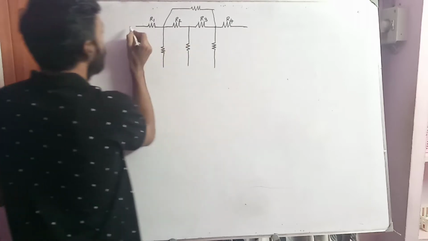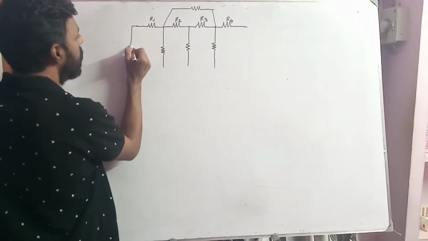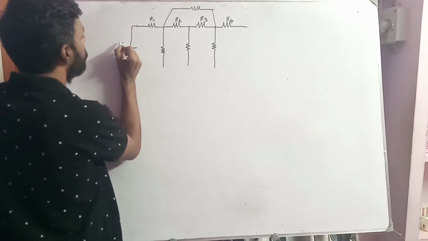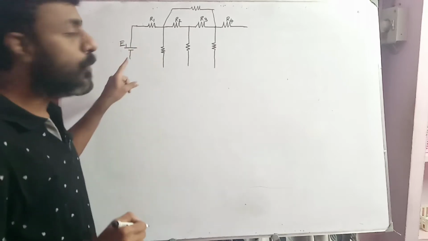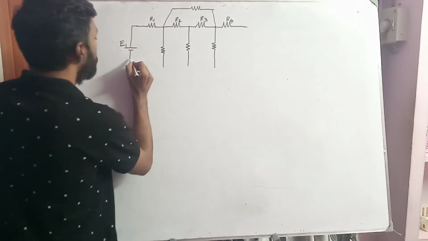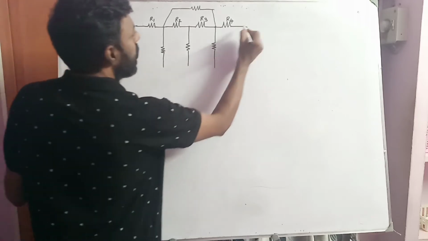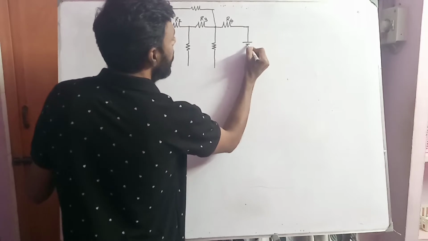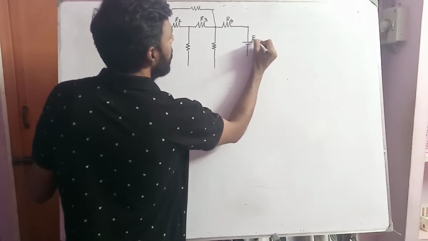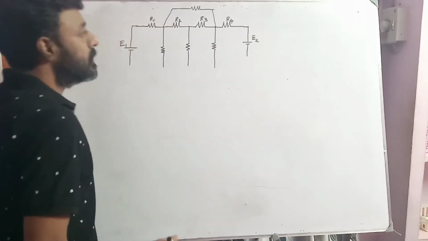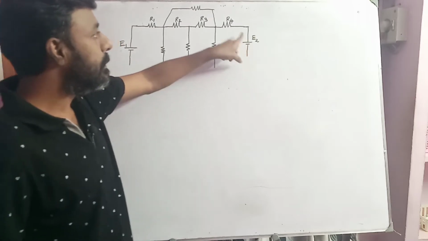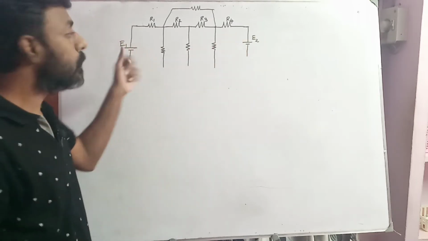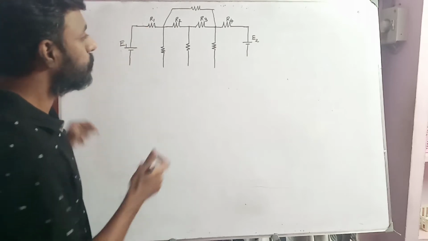A battery of EMF E1 is connected in this fashion. Okay. Similarly, another battery of EMF E2 is connected in this fashion, such that the positive terminal of the battery will be connected to the resistance R4. Here the positive terminal of this battery E1 will be connected to the resistance R1.